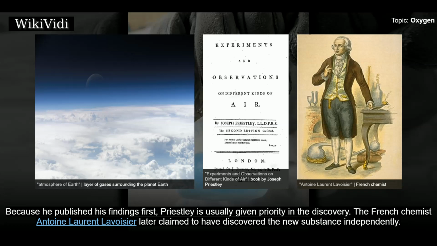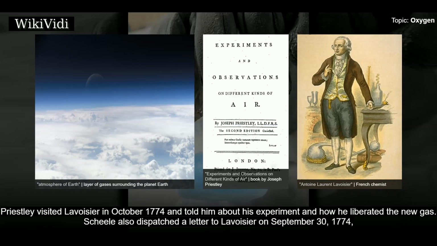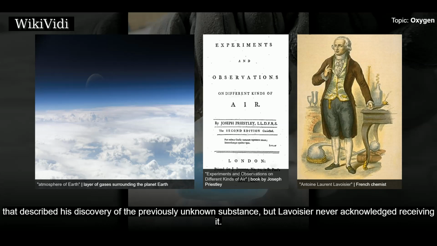The French chemist Antoine Laurent Lavoisier later claimed to have discovered the new substance independently. Priestley visited Lavoisier in October 1774 and told him about his experiment and how he liberated the new gas. Scheele also dispatched a letter to Lavoisier on September 30, 1774, that described his discovery of the previously unknown substance, but Lavoisier never acknowledged receiving it.